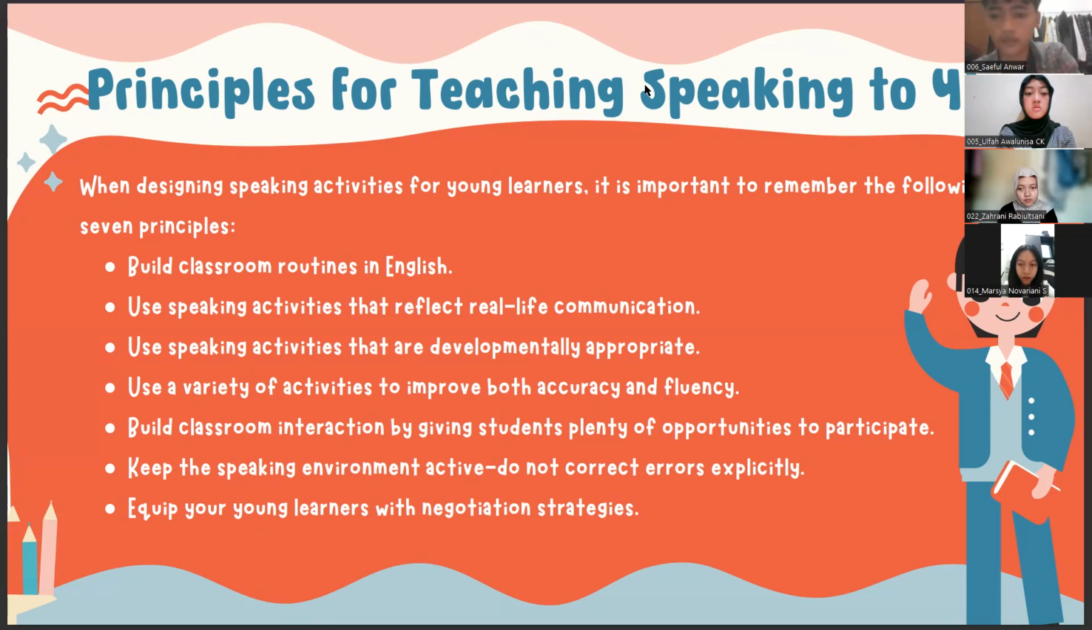Number four is use a variety of activities to improve both accuracy and fluency. To improve those aspects, teachers can use the repeat after me technique. Like, students repeat after me, this is a horse, and then students repeat that, this is a horse, etc. That will help students to increase their vocabulary, pronunciation, and fluency and accuracy.